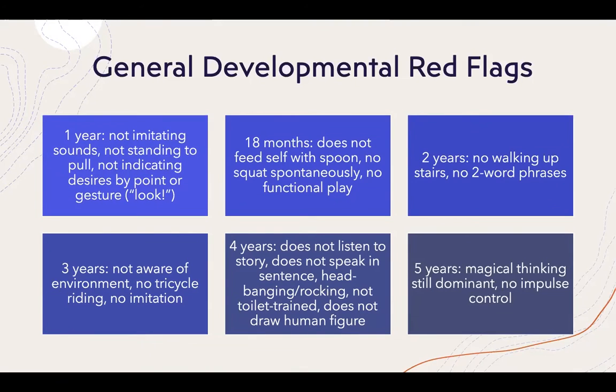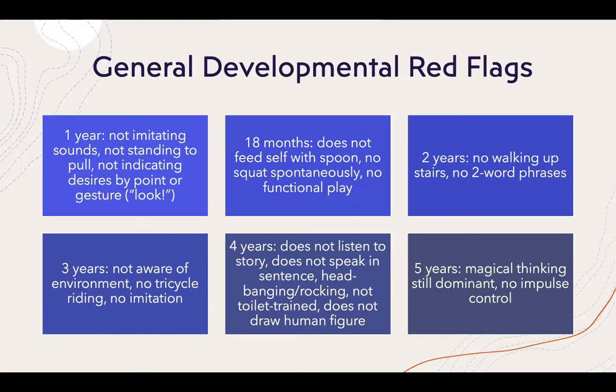At 18 months old, a child who's not feeding themselves with a utensil, not squatting on their own spontaneously, and not engaging in functional play, like using objects for their intended purpose, whether that's a toy car and rolling it along, or a toy airplane, for instance. Those are reasons to consider whether or not they may have a developmental delay. With those milestones, if they're not meeting them, that typically means that there is an issue.